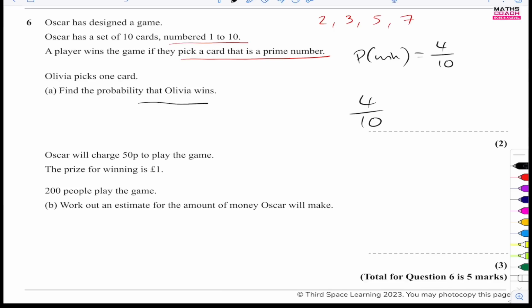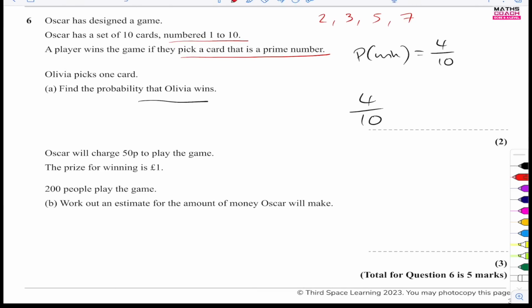Now, Oscar will charge 50p to play the game. The prize for winning is £1. 200 people play the game. Work out an estimation of the amount of money that Oscar will make. So let's figure out how much Oscar will make, his takings, without profit, just takings for the game.